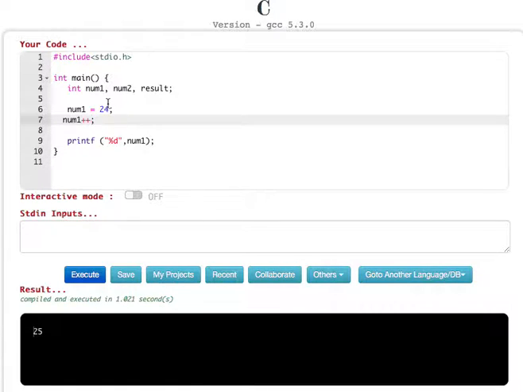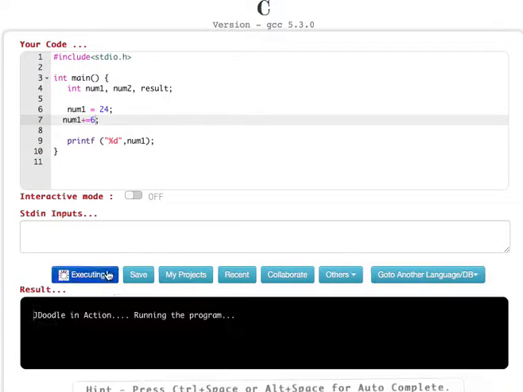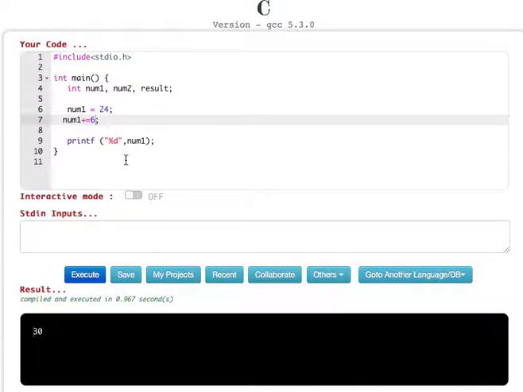And let's say you want to increase this by 6, so you put plus equal 6, which means you're adding 6, so this is going to give us 30. And you can use any number, right? Whatever number you put, it's going to add it. Now decrement is also the same thing: if you put minus minus, it will decrease by 1. And if you want to decrease by another number, let's say 6, you put minus equals 6, it will decrease by 6, so you will get 18, right?